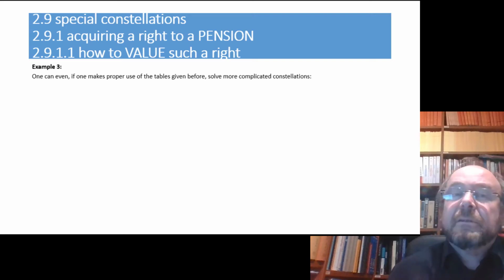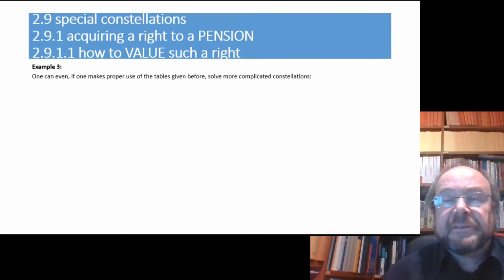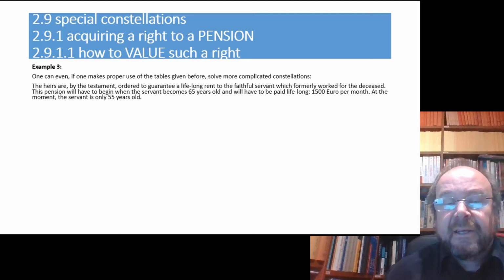Yeah. You can even make things more complicated. You can even solve by the help of these two tables more complicated questions. For example, if one makes up a situation like this, the heirs are by the testament of the deceased ordered to guarantee a lifelong rent to the faithful servant which formerly worked for the deceased. But now the surprise is the rent is not going to begin now. Its begin is fixed at the time when the servant becomes 65 years old and will then have to be paid for the rest of the servant's life, 1,500 euro per month.